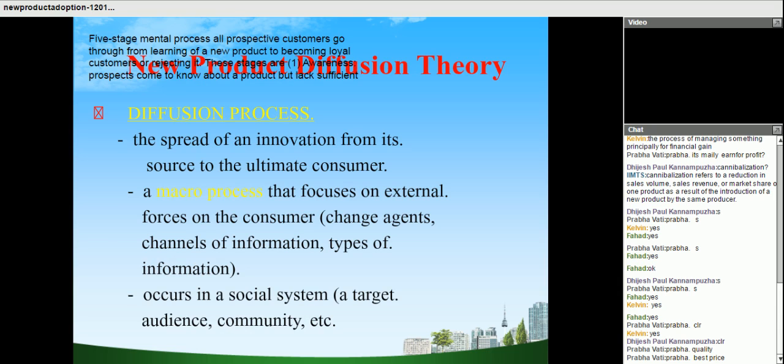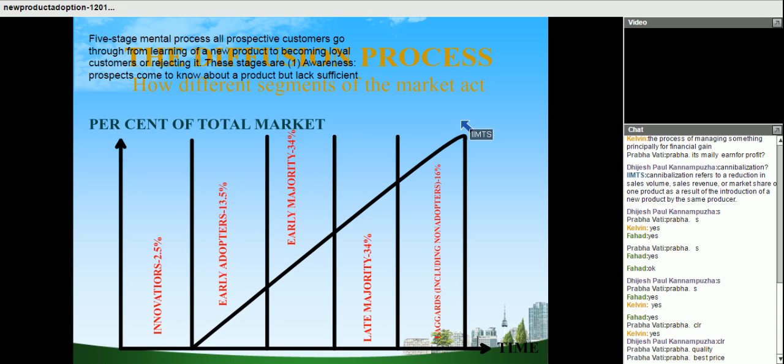New product diffusion theory. According to this theory, it is the spread of an innovation from its source to the ultimate customer. It is a macro process that focuses on external forces on the consumer: change agents, channels of information, types of information. It occurs in a social system, that is a target audience, community centers, etc.